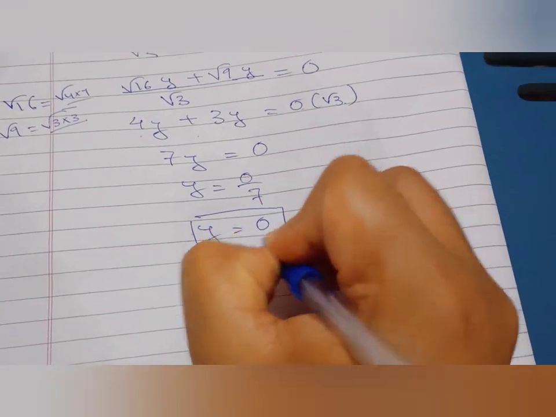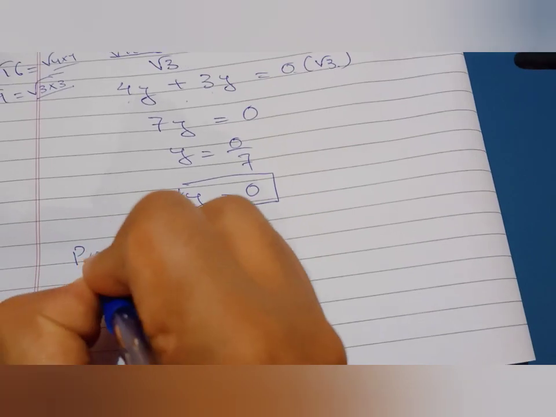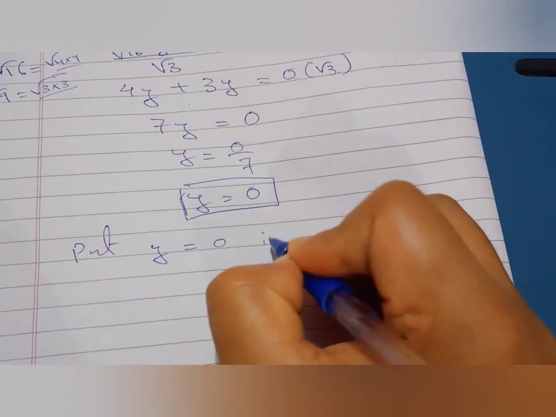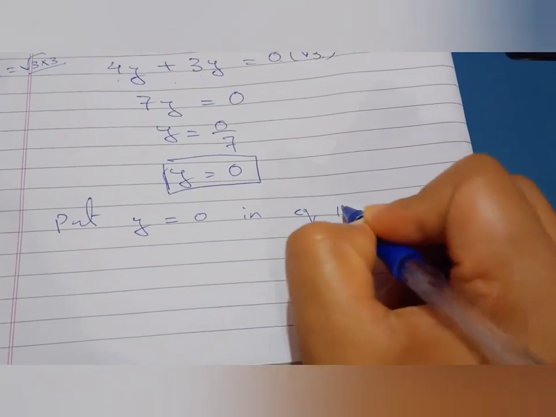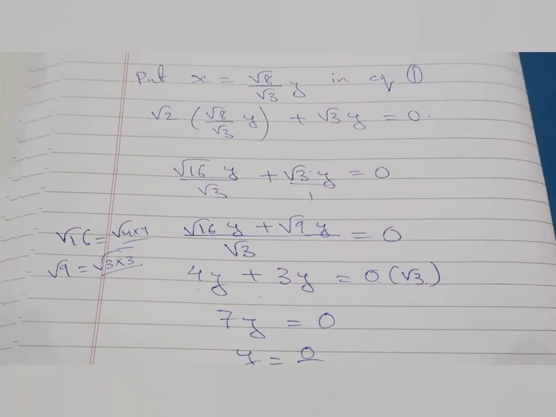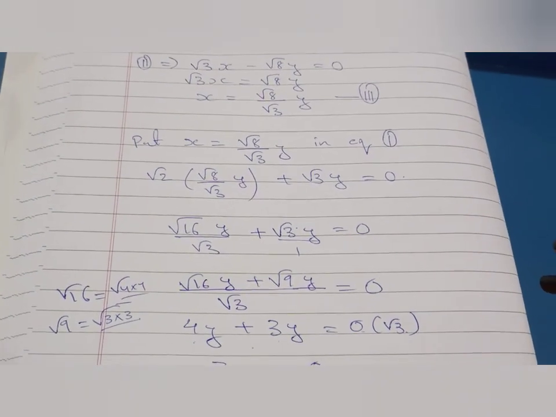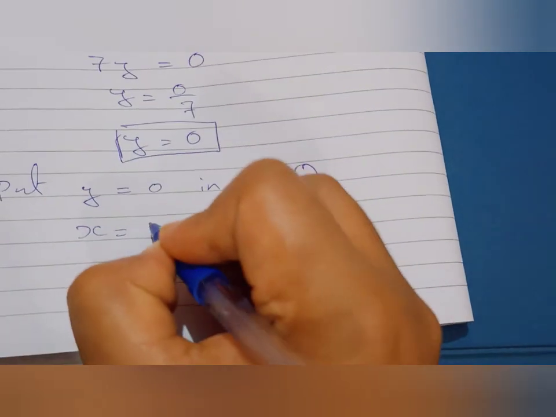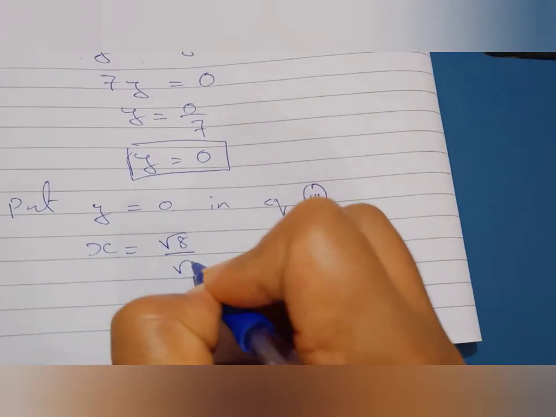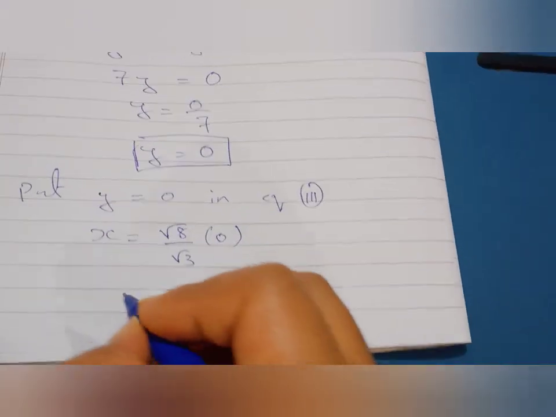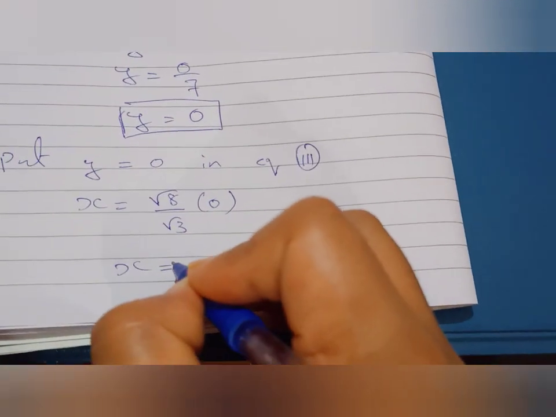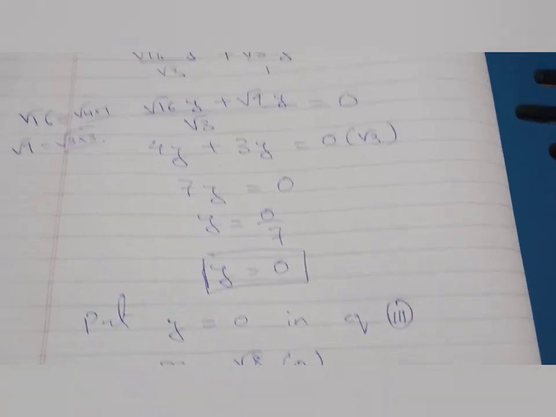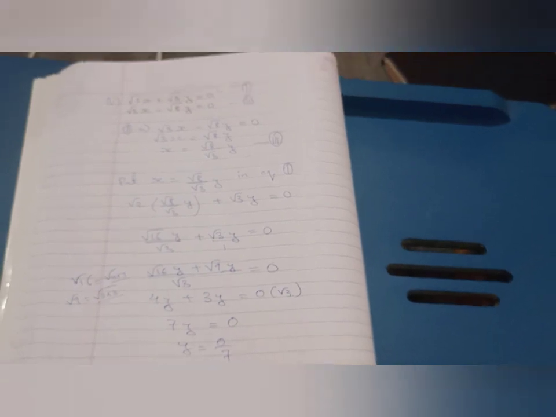So now we'll simply put this value in equation 3 in order to get the value of the other variable. Put y equals 0 in equation 3. So this is our equation 3. x equals root 8 by root 3 y. So x equals root 8 by root 3 into 0 will give us x equals 0 as well. So in this particular question we got the value of both the variables x as well as y as 0.